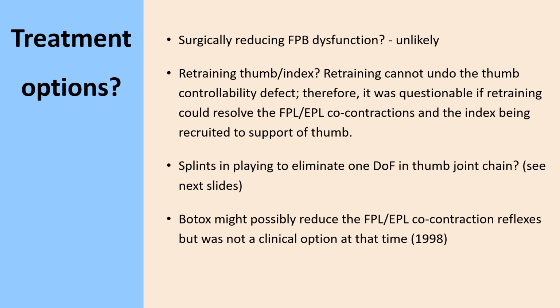Retraining thumb index. Retraining cannot undo the thumb controllability defect, therefore it was questionable if retraining could resolve the compensatory FPL-EPL co-contractions and the index being recruited to support the thumb. Playing with thumb splints to eliminate 1 degree of freedom in the thumb joint chain. This will be discussed in the next slides. Botox might reduce the FPL-EPL co-contraction reflexes, but was not an option at that time.